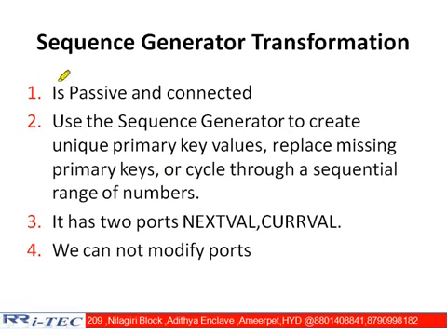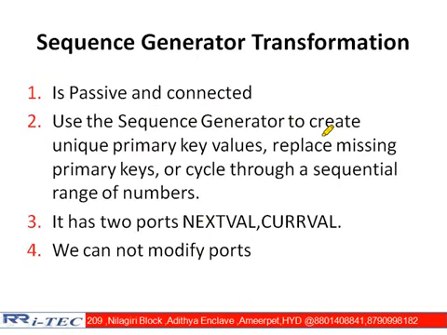The first point is that it is passive and it is connected. That means the number of rows input is equal to the number of rows output. In fact, a sequence generator most of the time will not have any inputs. No inputs are available in the sequence generator, only outputs. It is connected. Use a sequence generator to create unique primary key values.